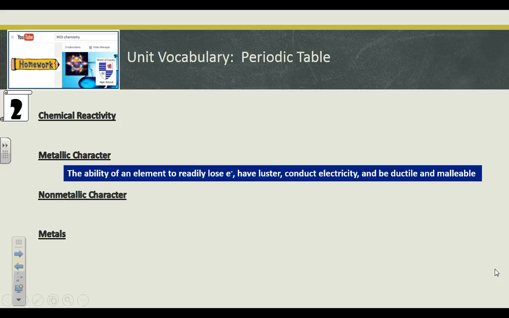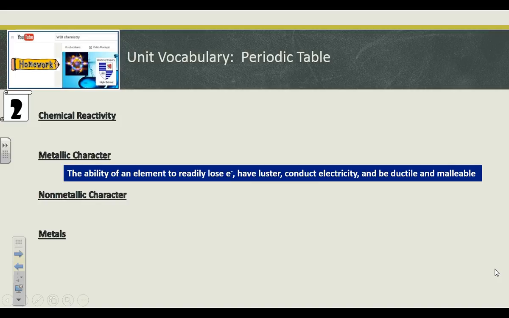So the ability of an atom or an element to readily lose an electron, we will find that metals are losers. They readily lose electrons. They have luster, which is shine. They conduct electricity, and they can be ductile and malleable. That is the definition of a metal. So metallic character would be the measure of that.